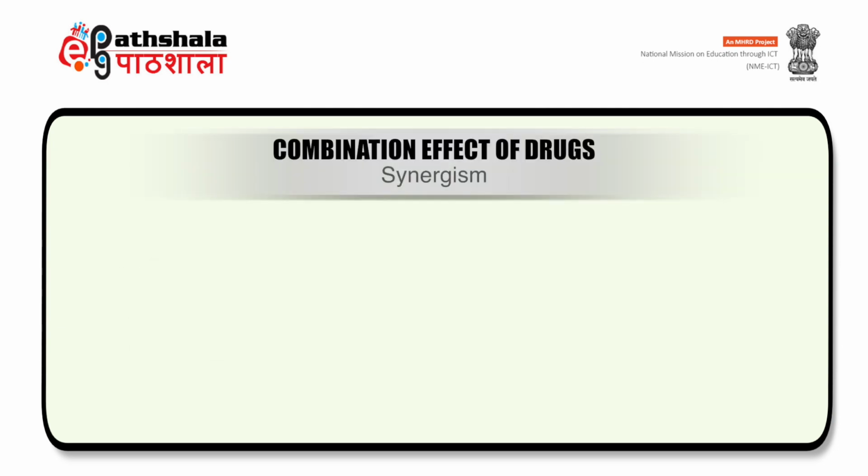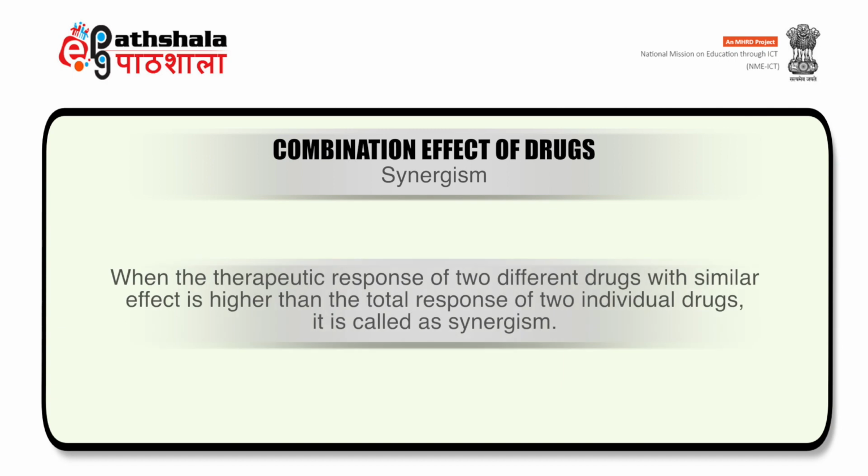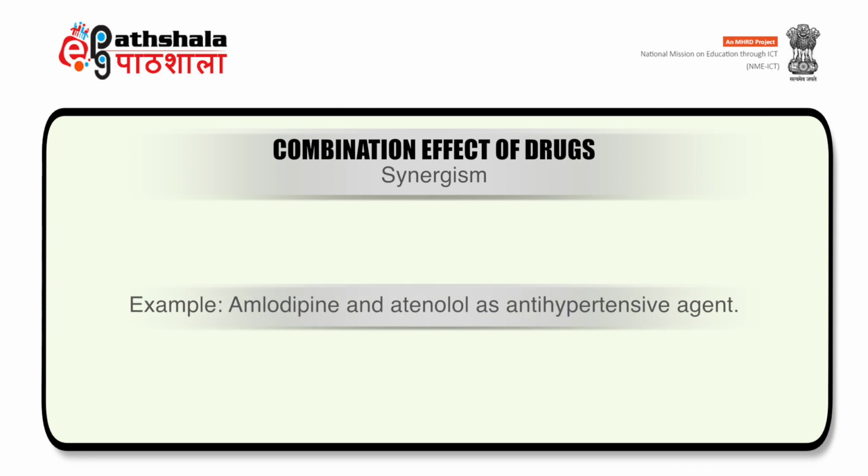Synergism. What is synergism? Synergism is when the therapeutic response of two different drugs with similar effect is higher than the total response of the two individual drugs. Then it is called synergism. So when two drugs are combined, their therapeutic response is greater as compared to their individual therapeutic responses. For example, the combination of paracetamol and codeine as an analgesic agent, and also amlodipine and atenolol as an antihypertensive agent.